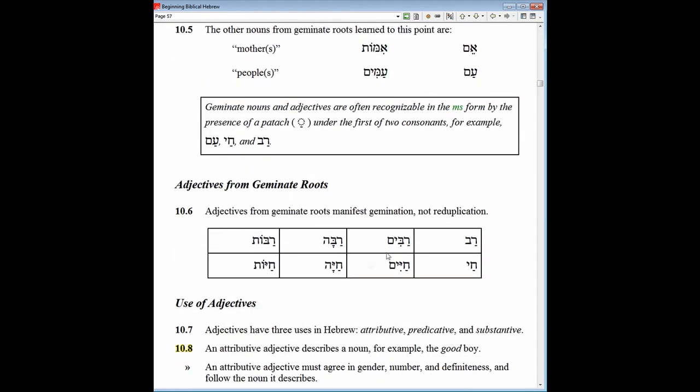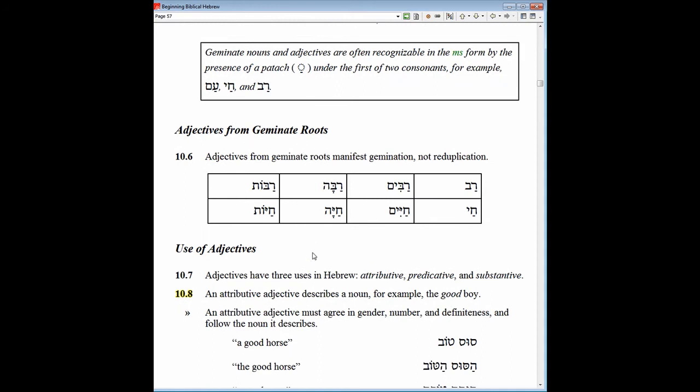Other nouns from geminates, adjectives from geminate roots. Again, sometimes the gemination will be marked with the dagesh, the strong dagesh, because that's the doubling dagesh. So just be aware of that.